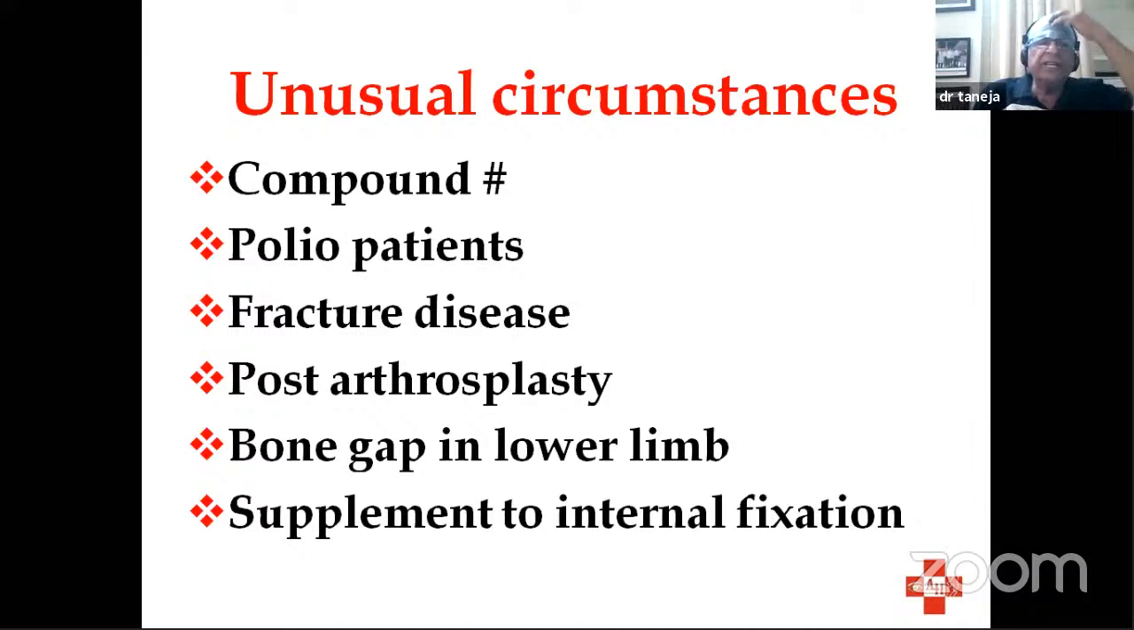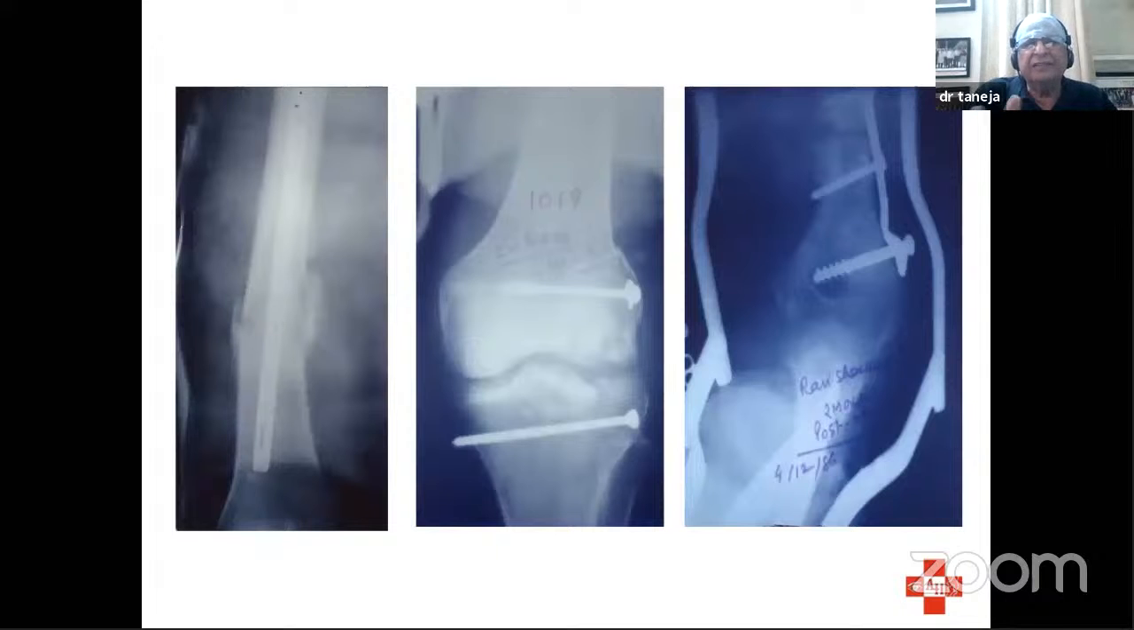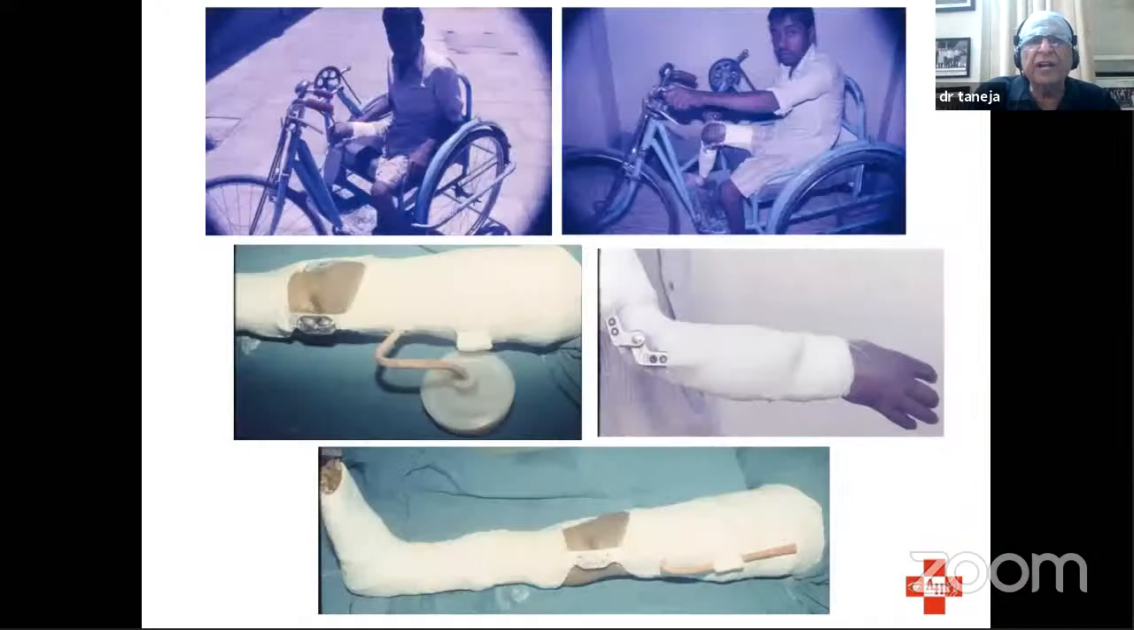But you see, when you're working in a big hospital with a patient crowd of 200 to 250 patients, they come with different types of problems. They have a compound fracture, they are polio patients, fracture disease, post arthroplasty, all joints are stiff, there's a bone gap in the lower limb, and you have put an internal fixation which is very badly done. You do not know what to do about this. And I found, like you see, these are one of my very old cases. You can see how badly the internal fixation has been done, and you don't expect the internal fixation to do anything. And they go into fracture disease very fast, and they go into stiffness of the joint.